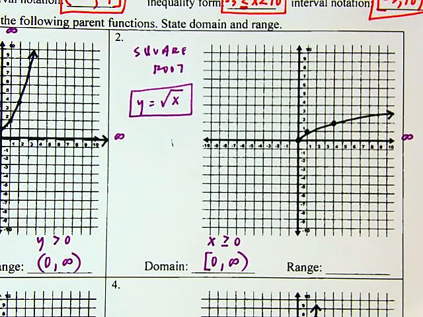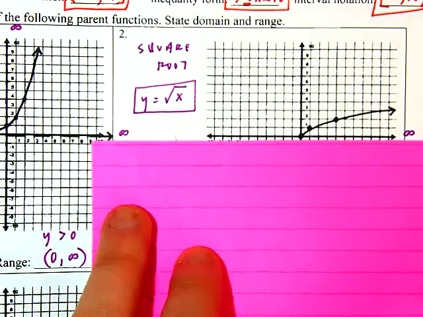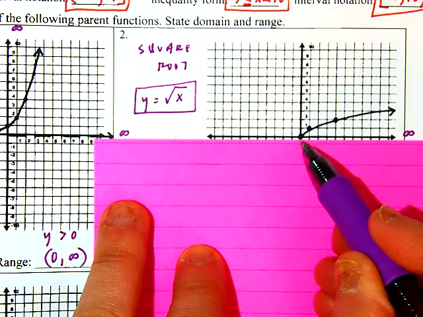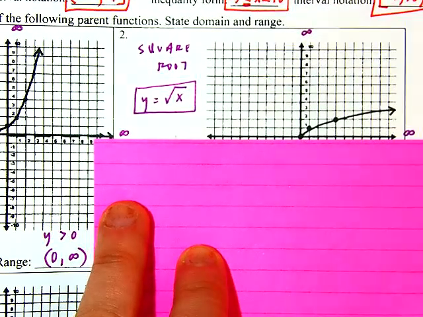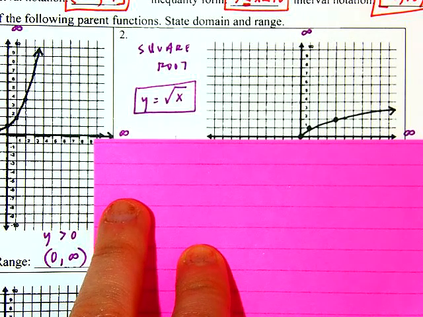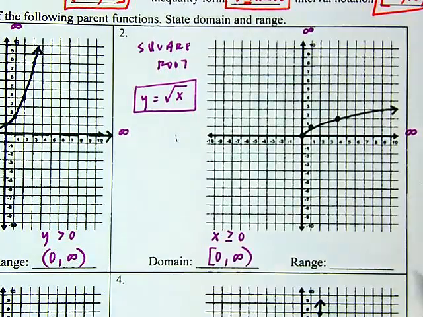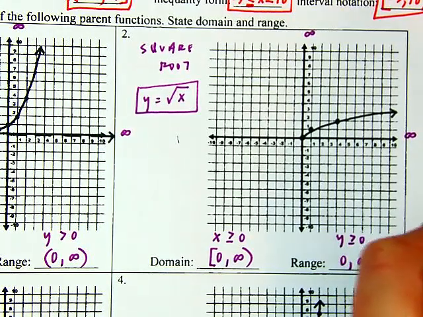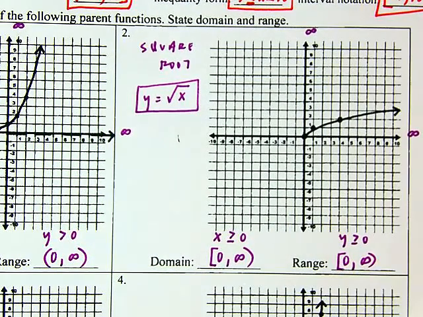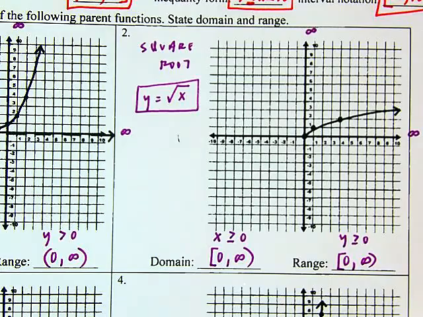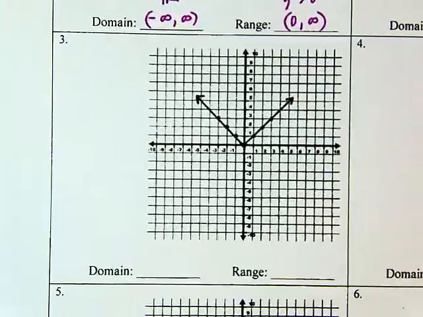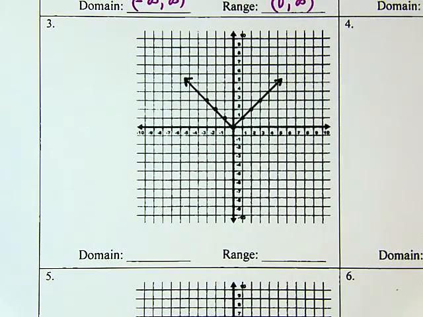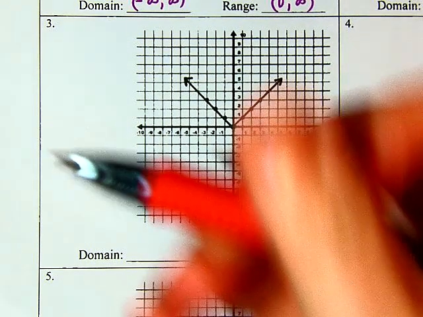All right, range, we're looking at the y's. So what can y be? Well, it can't be anything down here. So it has to be 0 at the smallest up to infinity, right? So y has to be greater than or equal to 0, or 0 to infinity. That's your other notation option. All right, next up, here we see, oh, that's the big V. What's the big V? Well, the big V, we're looking at absolute value.